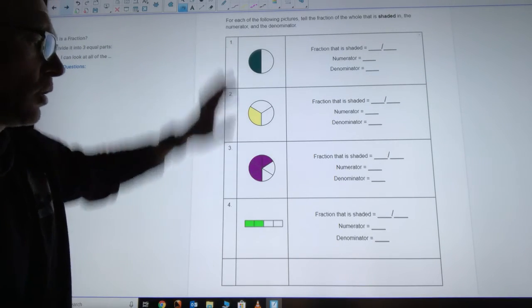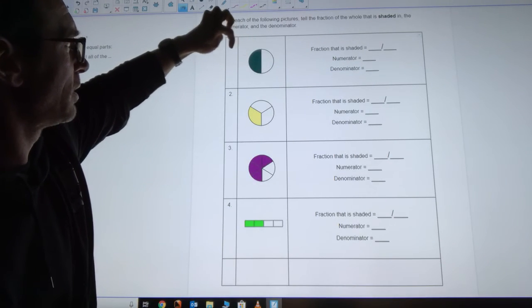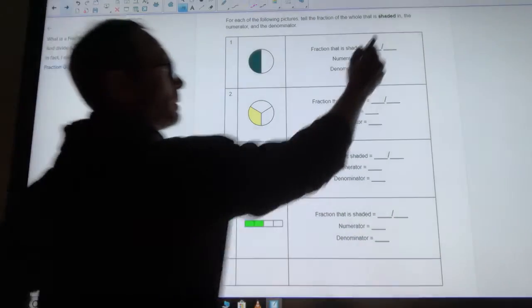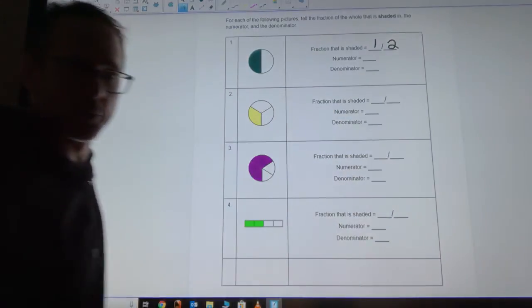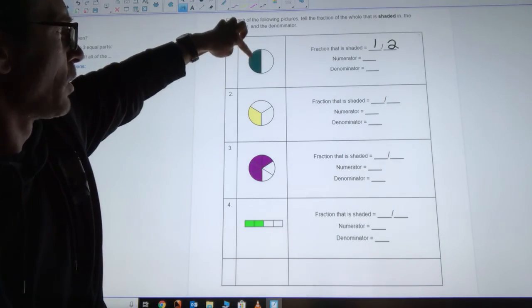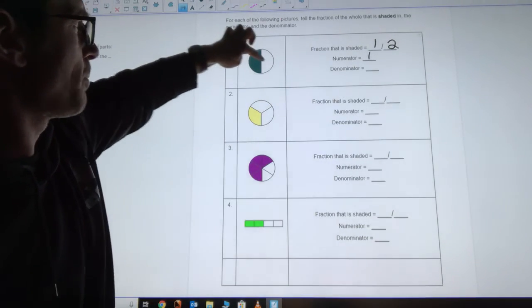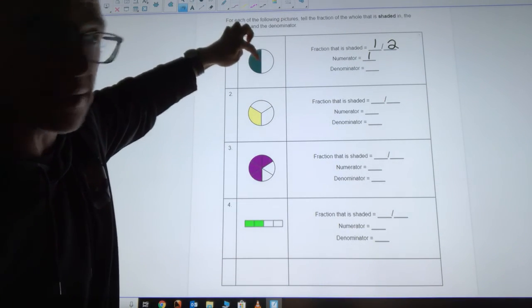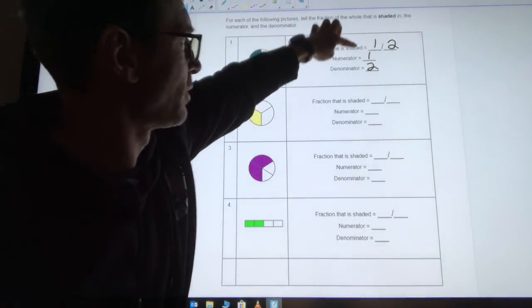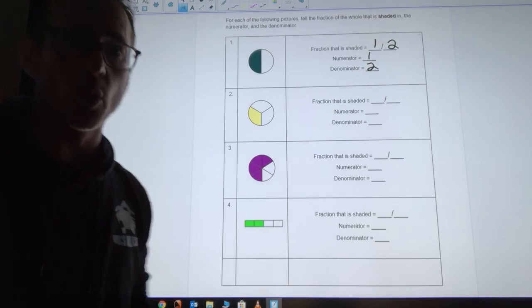So I'm just going to look at this first one with you, and then I'll give you guys time to do the rest. So the first one here, we have a circle, and it's divided into 2 equal pieces, and one of them is shaded in. So that would be 1/2, or 1 out of 2. The numerator is the part that we were looking at, this shaded part. There's one of those. The denominator is the total amount of parts that it's broken into. It's broken into 2 pieces, so that means that the denominator is 2. So in this case, our fraction kind of looks like this 1/2 this way, or the 1/2 this way. Both are fine.